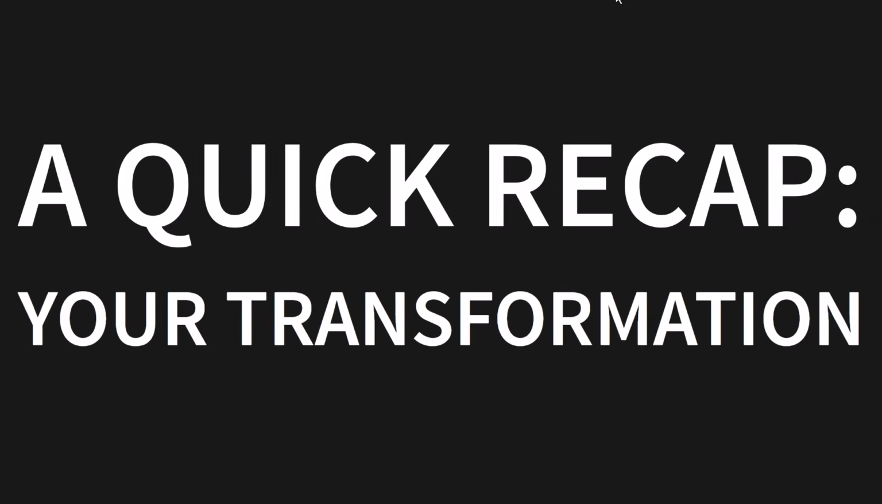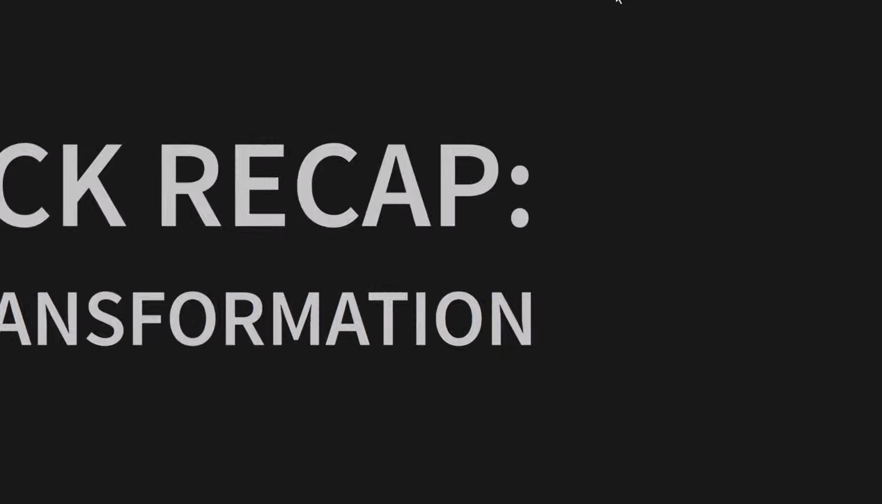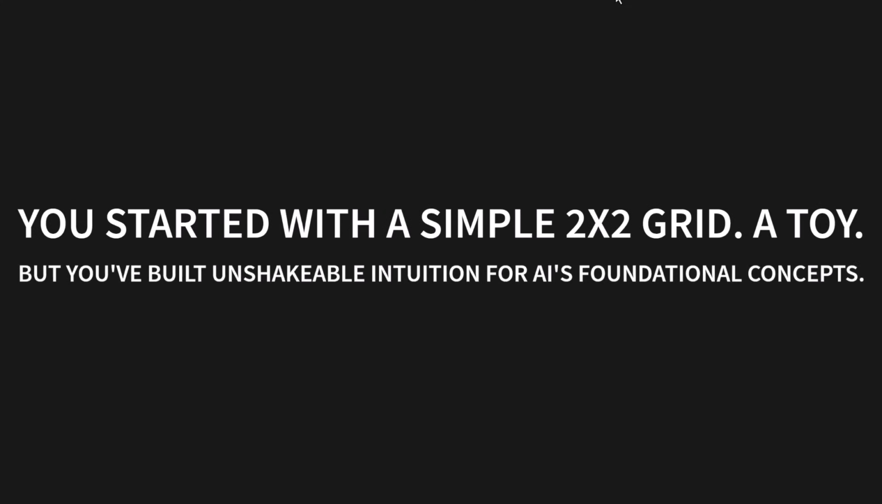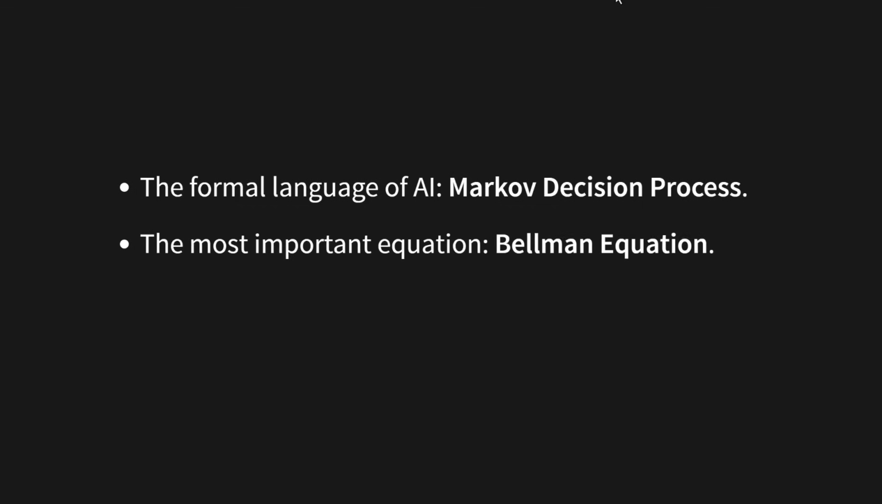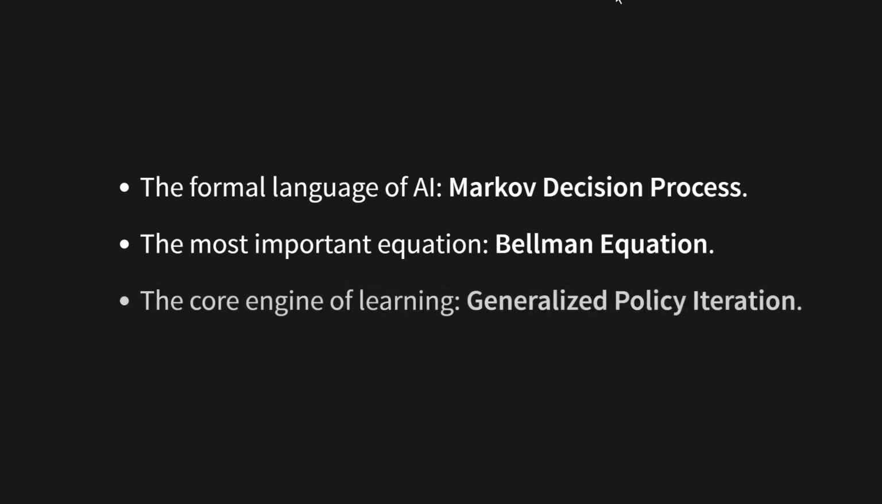So let's take a second to appreciate how far you've come. You started with a simple 2x2 grid, a toy. But on that simple grid, you have built an unshakable intuition for the most foundational concepts in all of AI. You've learned the formal language for any AI's universe, the Markov decision process. You've mastered the single most important equation for seeing the future, the Bellman Equation. And you now understand the core engine of all this learning, the dance of generalized policy iteration.